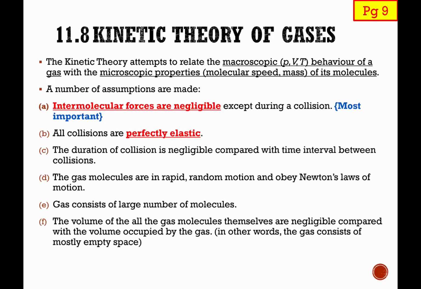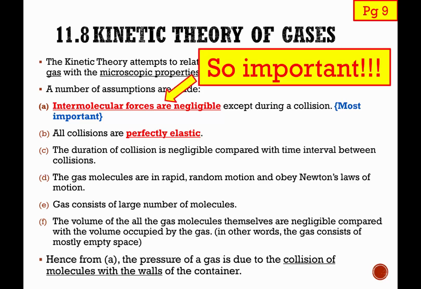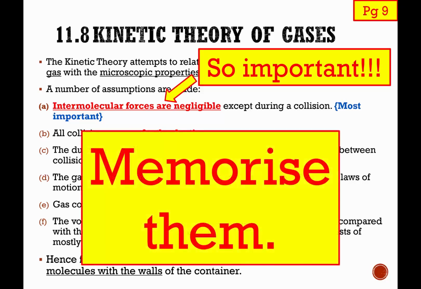You can actually be asked in A level to list down the assumptions, and 1 mark is actually given for each assumption. So at the very least, the first few are always the most important, especially the first one, where the intermolecular forces are negligible except during a collision. This particular one is so important that we are going to repeat it again in the next chapter, chapter 12. So now in the next few slides, we'll be applying these assumptions to derive an equation to explain how the pressure is affected by the density of the gas and the root mean square speed of its molecule. So once again, memorize them.